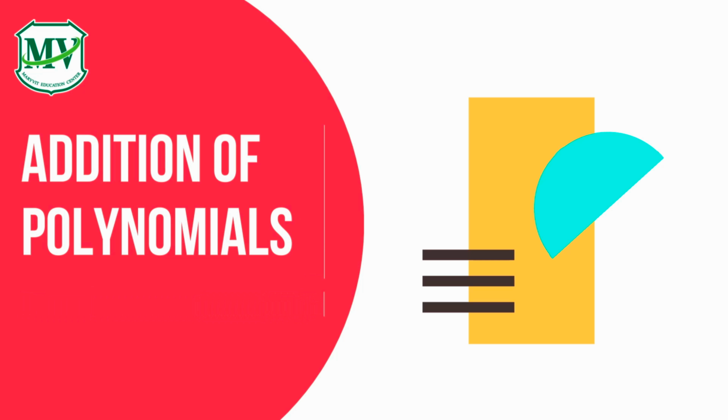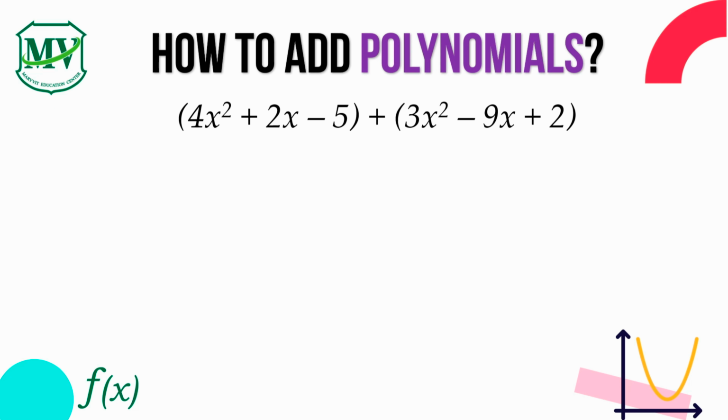Let us begin with the addition of polynomials. I'll give simple steps that you can follow. Let's add the quantity of 4x squared plus 2x minus 5 plus the quantity of 3x squared minus 9x plus 2. Step 1. Remove the brackets.